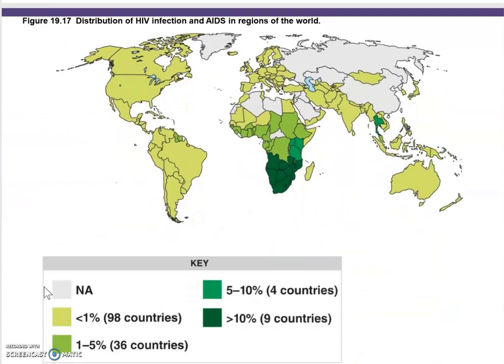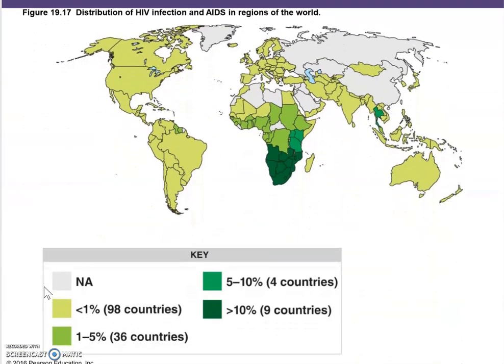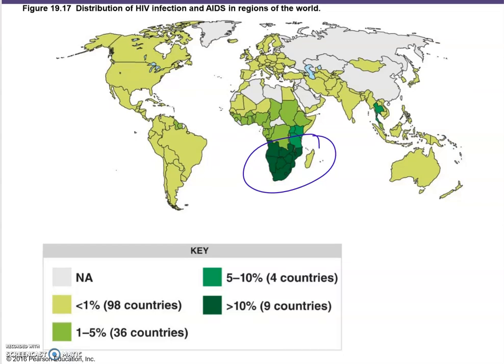And so here is the distribution of HIV infection, AIDS, and region in the world. You can still see the hotspots right here. So in general, in Africa, you see the darker green here. There are some other places in Asia, some South America, but in general, much of the world has fairly low, less than 1% of the population, but it's a huge problem worldwide still.